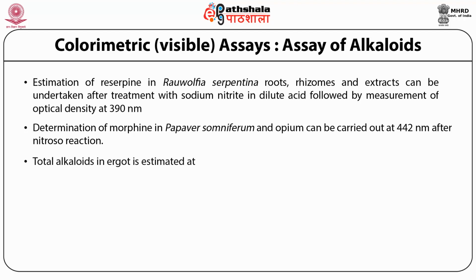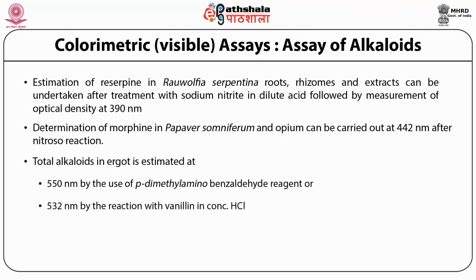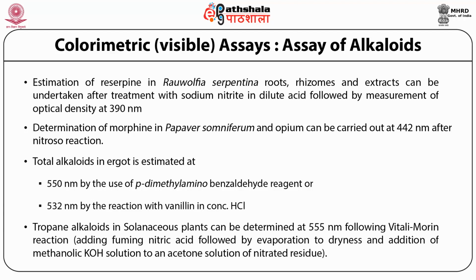Total alkaloids in aggregate can be estimated either by use of paradimethylaminobenzaldehyde reagent and recording of absorbance at 550 nanometers, or by the use of vanillin in concentrated HCl at 532 nanometers. We can estimate tropane alkaloids in solanaceous plants following the Vitali-Morin reaction. The measurements can be made at 555 nanometers. So in all these cases, you can see that there is a need for treatment with reagents which give color reactions, and those colors are estimated in the visible region.